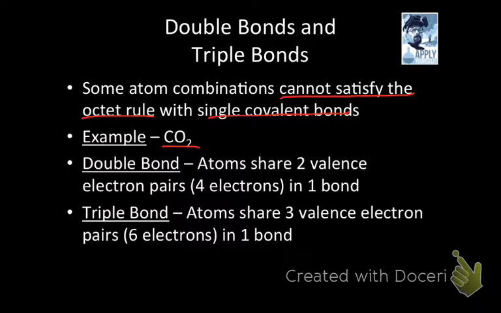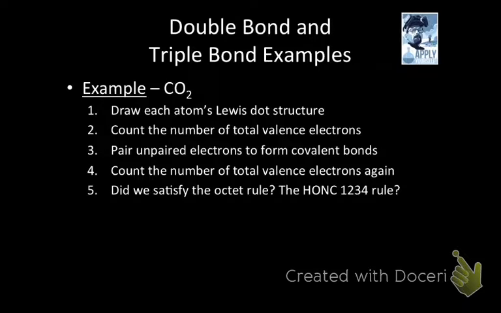Instead, they have to form double bonds, and you're going to have 2 valence electron pairs for a total of 4 electrons in a double bond, and a triple bond, which will have 3 valence electron pairs in 1 bond. So these atoms that can't satisfy the octet rule with single bonds alone will form double and triple bonds. So what does that look like?